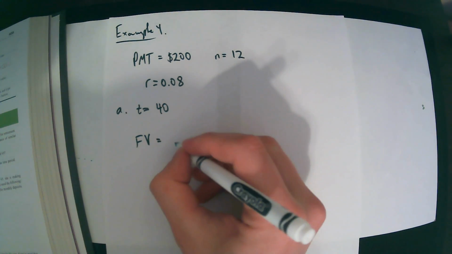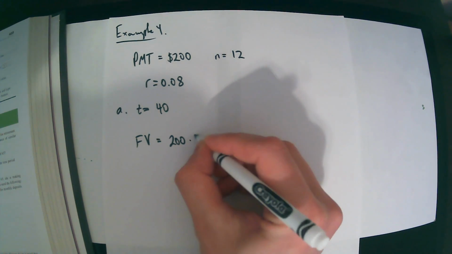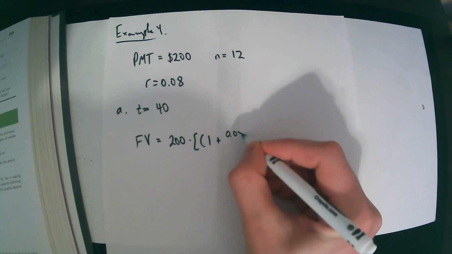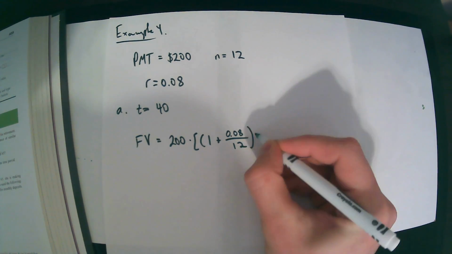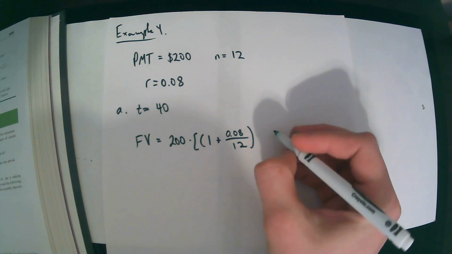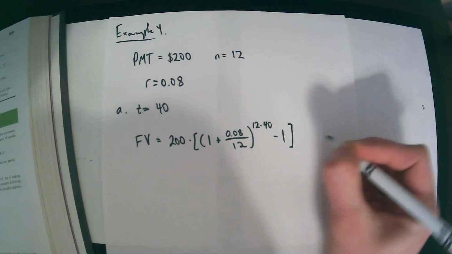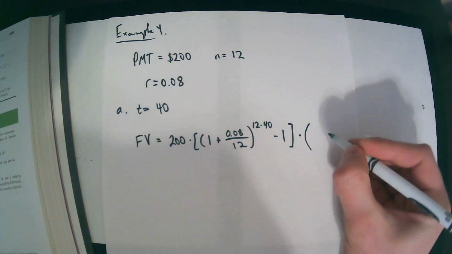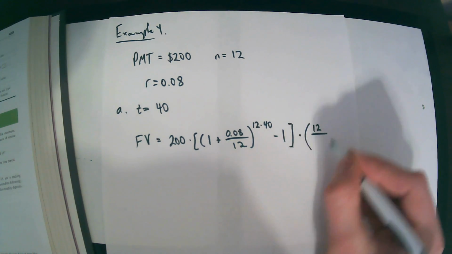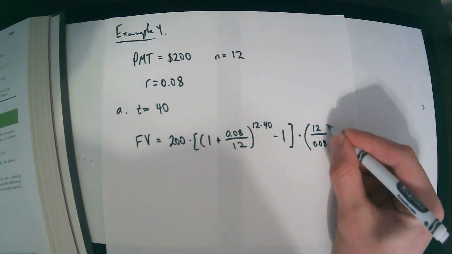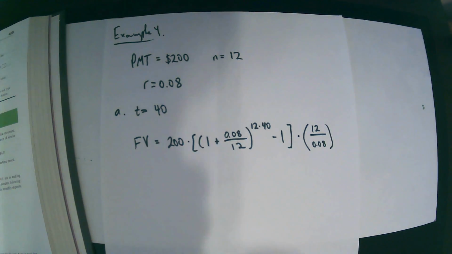So let's see, we'll have payment times 1 plus R over N raised to the NT, 12 times 40, minus 1, close brackets, and then times N over R. So I'll use this form of the formula again, N over R.